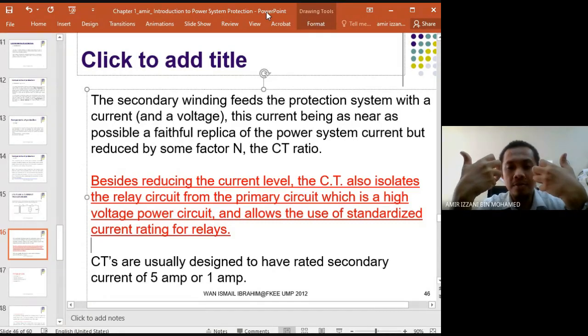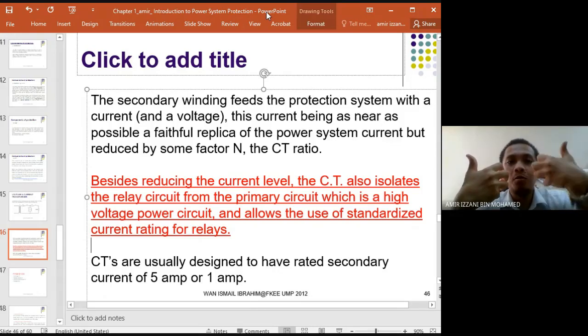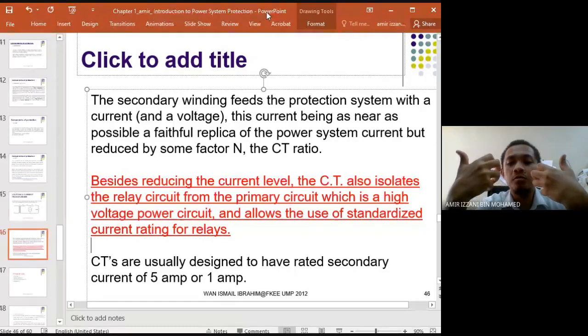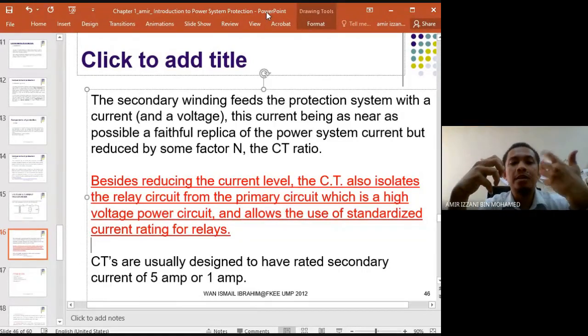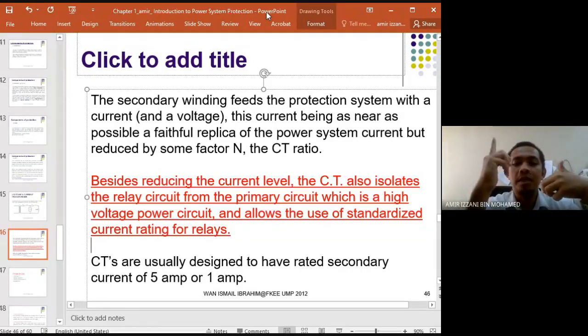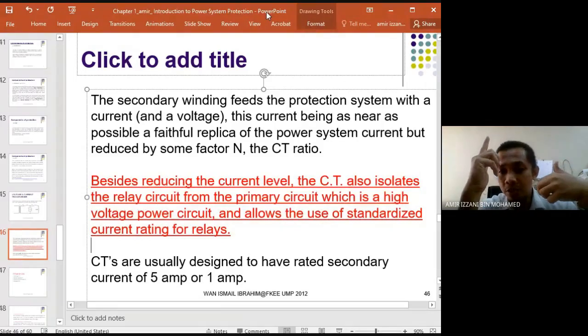Are you sure, Muhammad Asad Safwan? Yeah. Okay, because power is maintained, P1 equals P2. So V1 I1 equals V2 I2. So if V1 is high and V2 is low, current here is low, current here will be high. Okay, thank you, Wan Nur Aina.